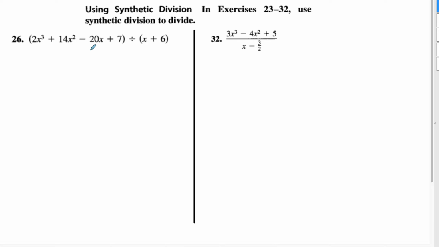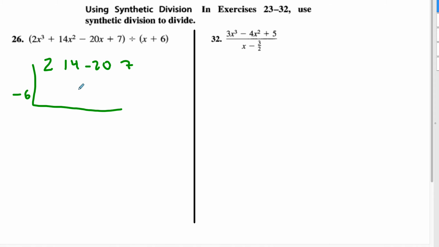Okay, use synthetic division. Pretty straightforward. The one key thing to remember when you're using synthetic division, make sure you fill out any terms. So we've got a cube term, squared, linear, constant, so that's okay. And this is the key one. This is a factor, x plus 6, which means that the root, or what we put here, is negative 6.